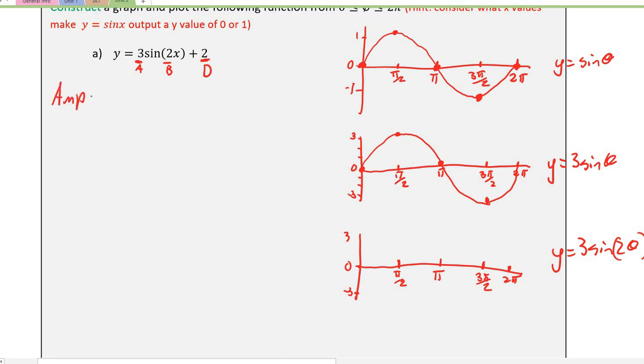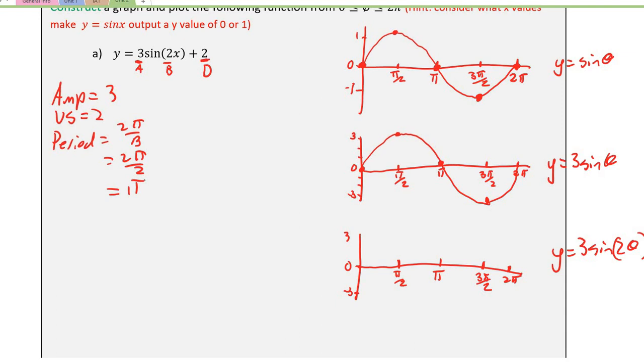So over here, I might just write all of them out. My amplitude is 3. My vertical shift is 2. And my period is 2 pi on b, which is 2 pi on 2, which is pi. Okay. What that means, guys, our function was repeating in this distance, 2 pi. It's now halving, so we're condensing it down into half the space.